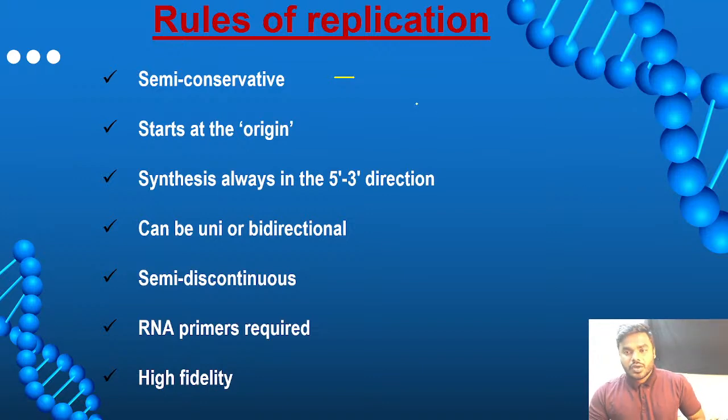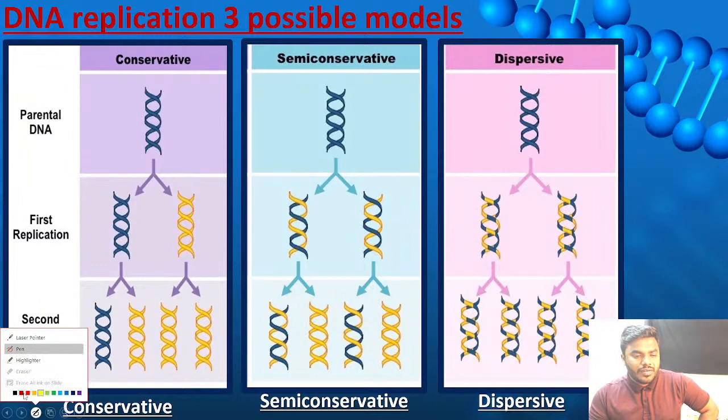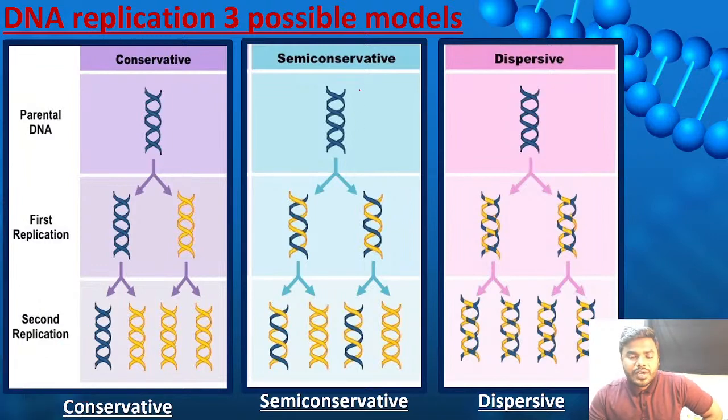First, what is a semi-conservative model? I hope all of you remember very clearly. According to the semi-conservative model, the two parent strands get separated, and each parent strand acts as a template strand, and there is synthesis of the daughter strand. That is what we call the semi-conservative model.